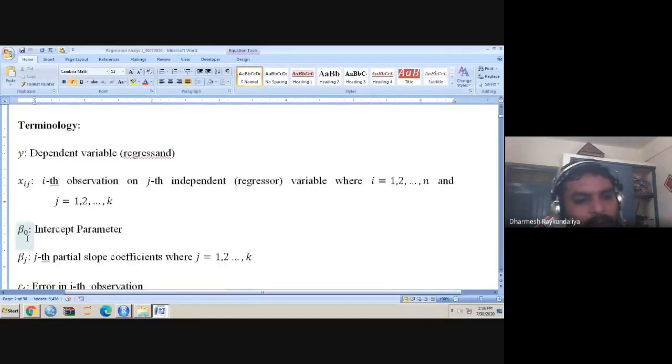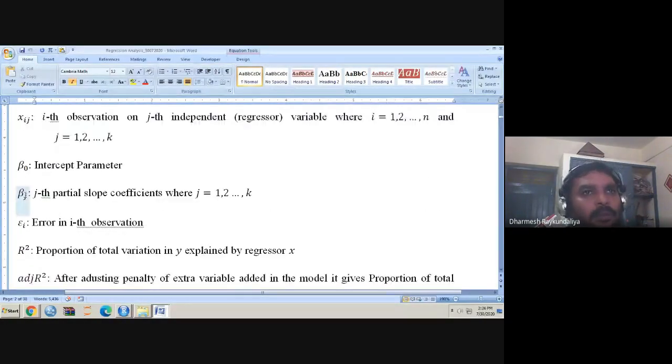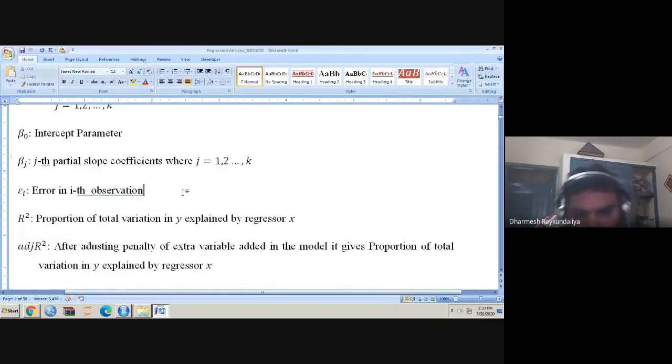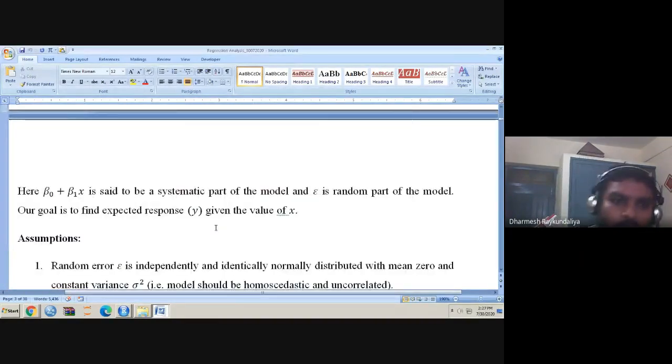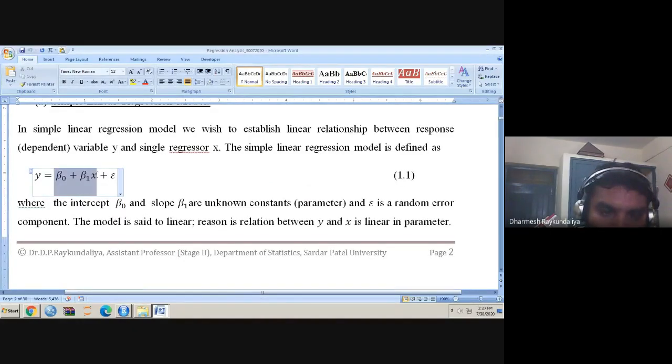Beta 0 is known as the intercept parameter. If you have only one slope coefficient, then it is said to be a regression coefficient. But if you have more than one regression coefficient, as in multiple linear regression, beta 1 x1 plus beta 2 x2 plus beta k xk, it means beta 1, beta 2, beta k are said to be partial regression coefficients, or partial slope coefficients. And epsilon is nothing but the errors and is random. R square and adjusted R square I will tell you about later when we come to that. So I told you that this part is said to be the systematic part and this part is said to be the random part.